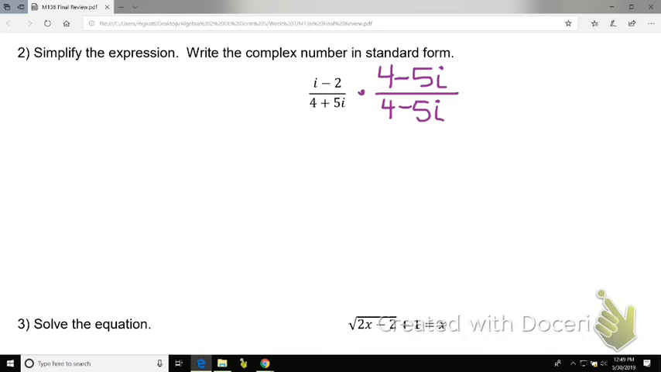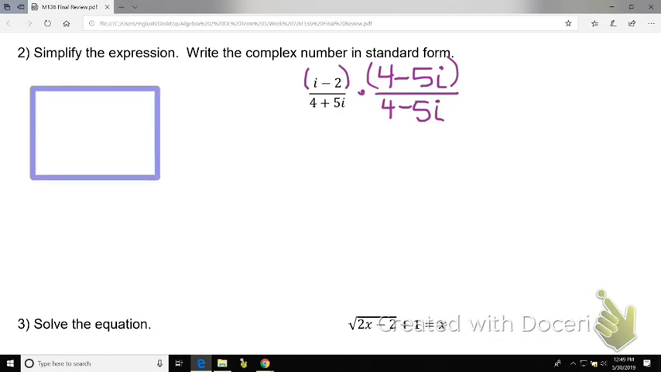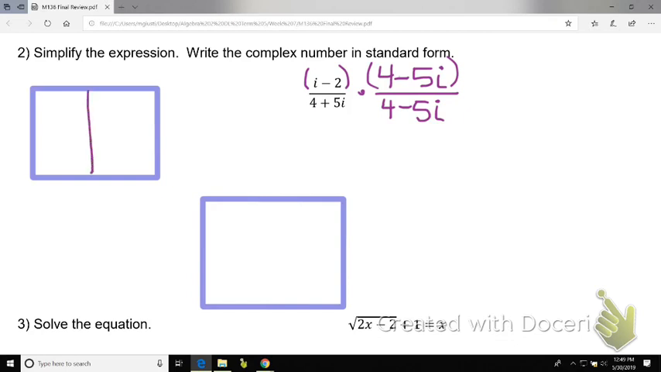The one on your final was just slightly easier because the top didn't have 2 terms multiplied by 2 terms. It was just 1 by 2, so you could just distribute. Here, since we are multiplying straight across, I'm going to use 2 rectangles to do my multiplication, one for the numerator and one for the denominator. But you guys could just distribute if that's what you're more comfortable with. So we're going to do i minus 2 times 4 minus 5i.